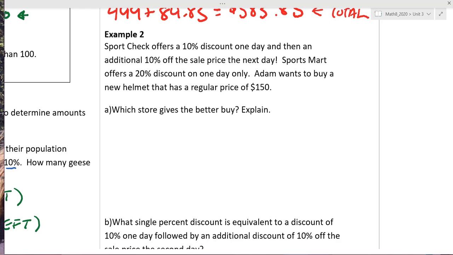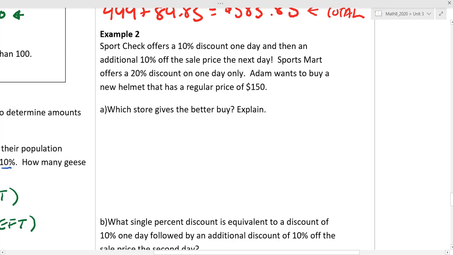So the original price is $150. Which store is giving us the best deal? All right. So let's calculate how much you would spend in each situation. Because you look at this, this is 10% and 10%. It looks like it's 20%. Does it add up to being more or less money compared to the other store? So let's do Sports Check first.